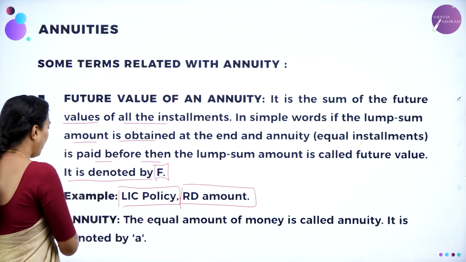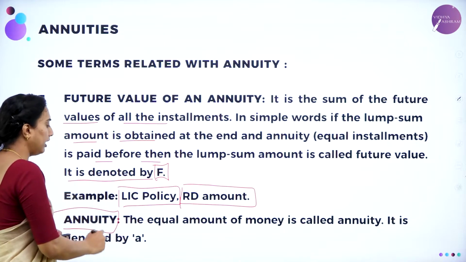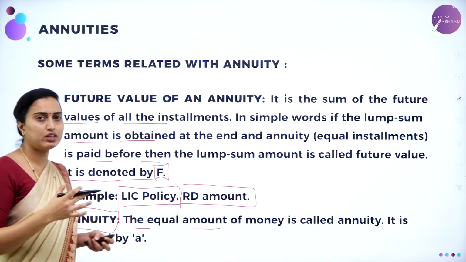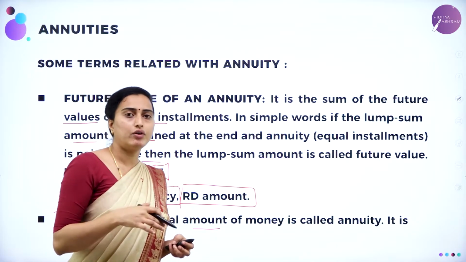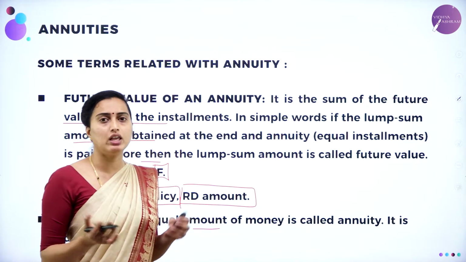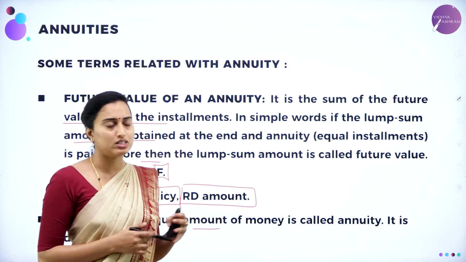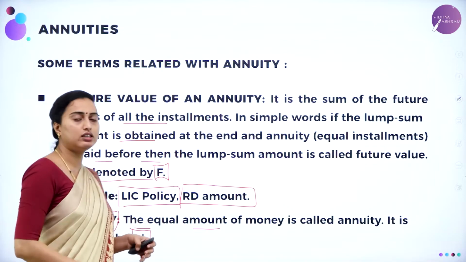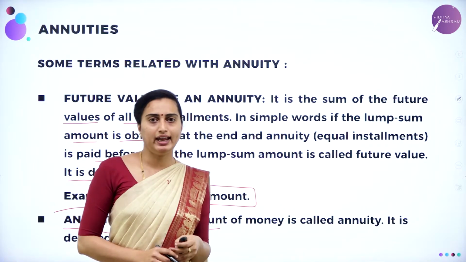Next, what do we actually mean by annuity? Annuity means an equal amount of money. Whatever money you take or deposit, the equal amount of money is known as the annuity. It is denoted by the letter A, especially a small letter a, dears.